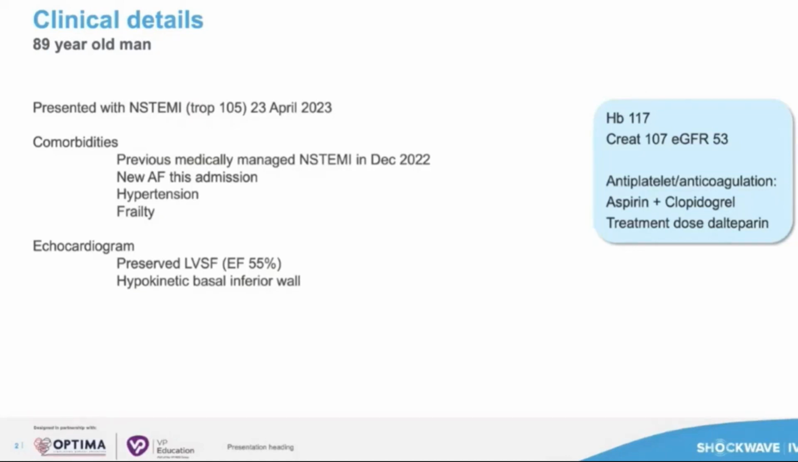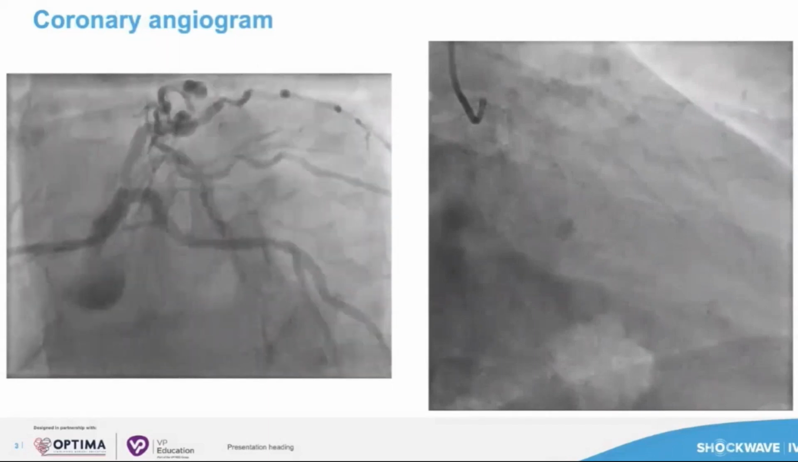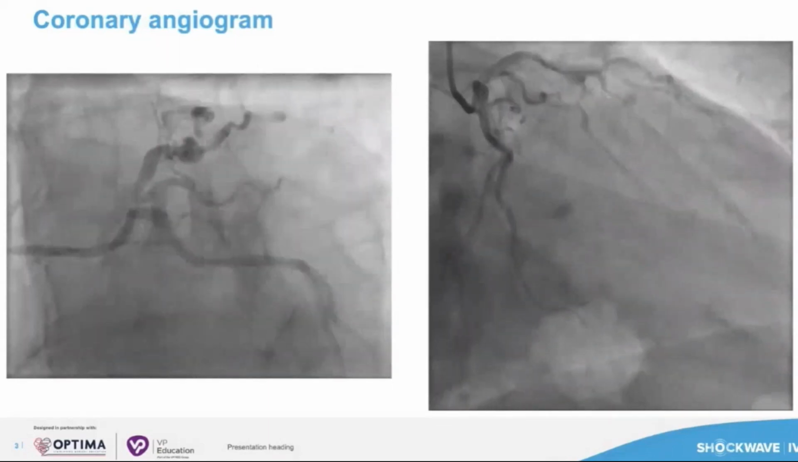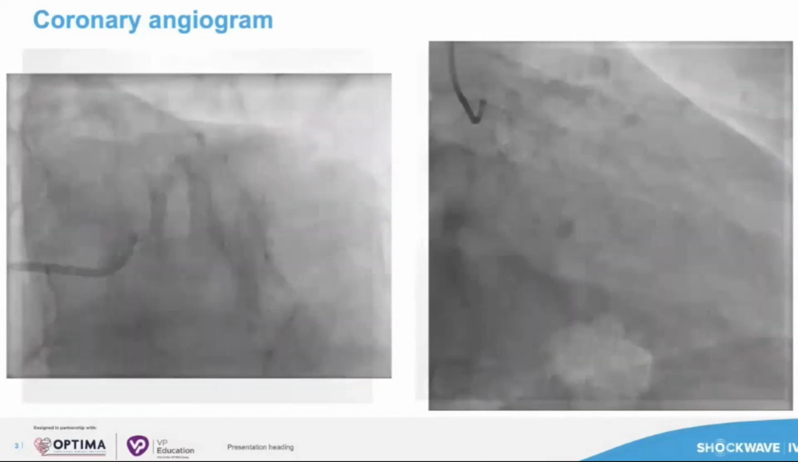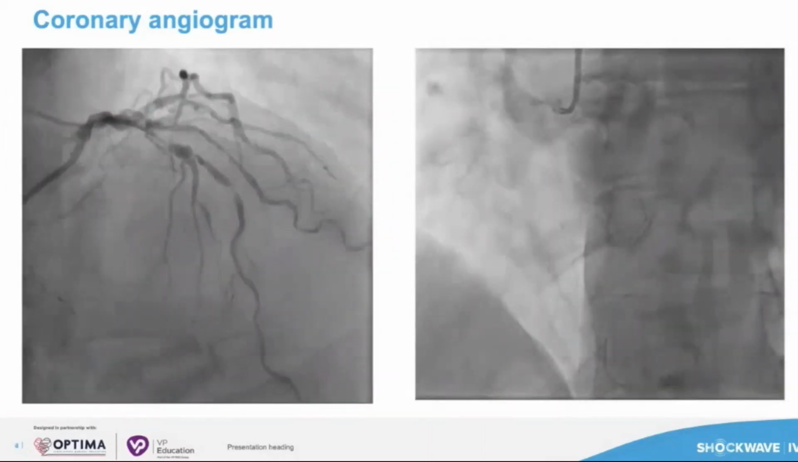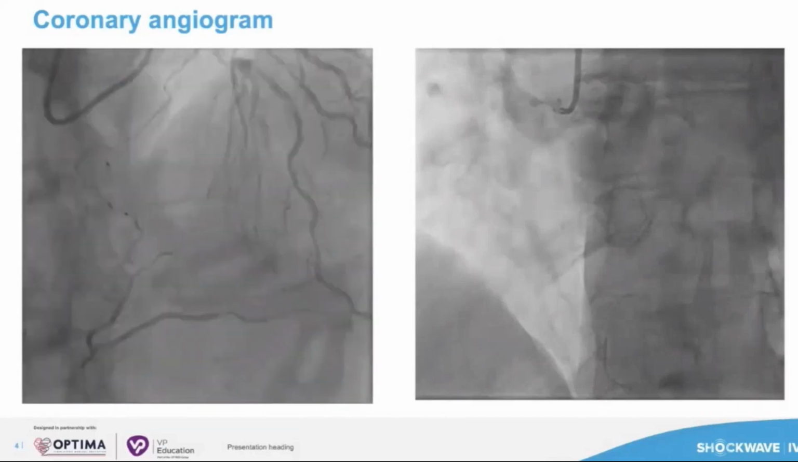Hemoglobin is satisfactory at 117. He has mild CKD with an eGFR of 53. He's been started on treatment dose dalteparin as well as dual antiplatelet therapy for his AF. So this is his coronary angiogram, which was performed last week. He has a calcified proximal LAD disease, and also a CTO of his right coronary artery.